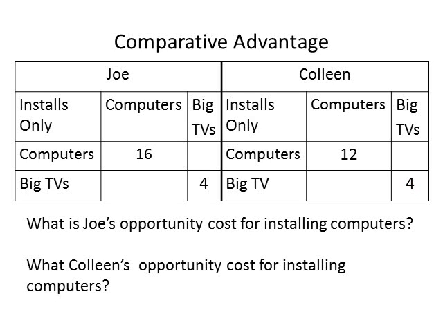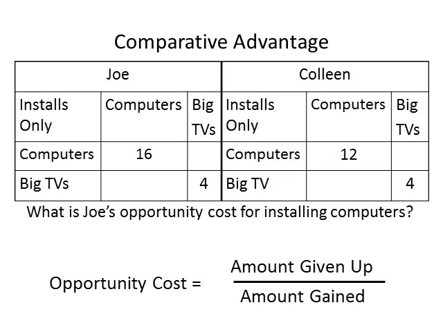What is Joe's opportunity cost for installing computers, and what is Colleen's opportunity cost for installing computers? We will need to answer both these questions in order to find out which of the two has a comparative advantage in the installation of computers. Let's start out with Joe. The opportunity cost formula is opportunity cost is the amount given up divided by the amount gained.